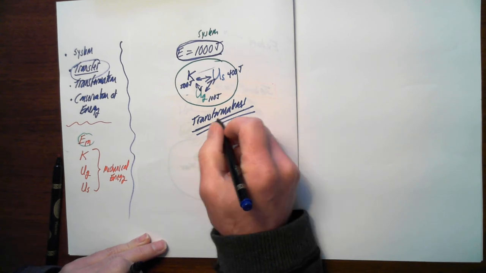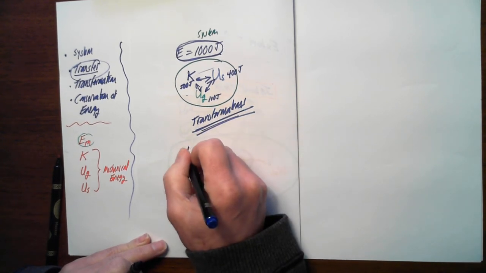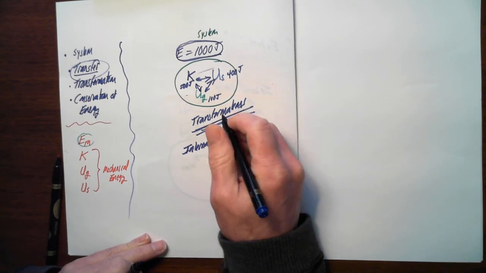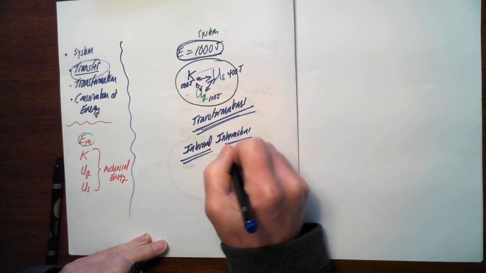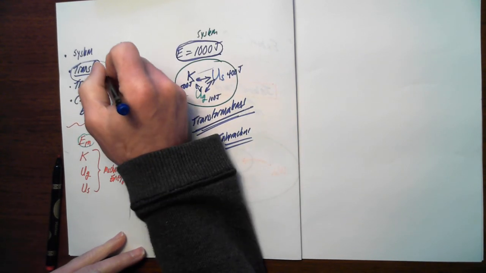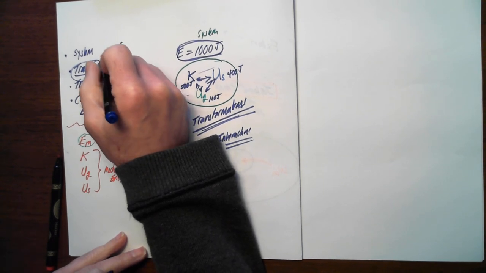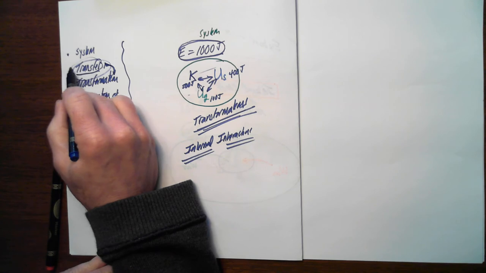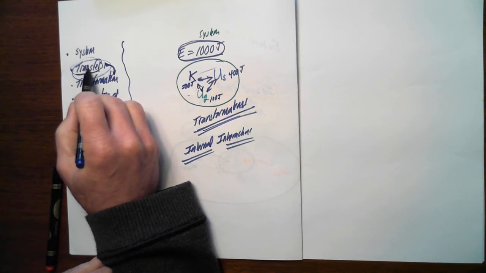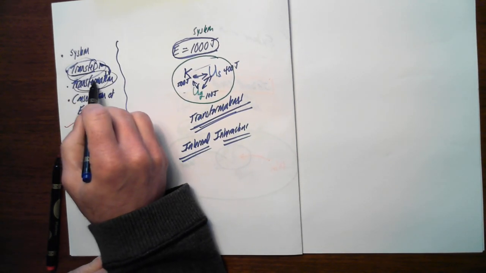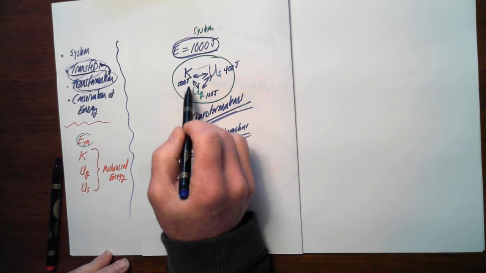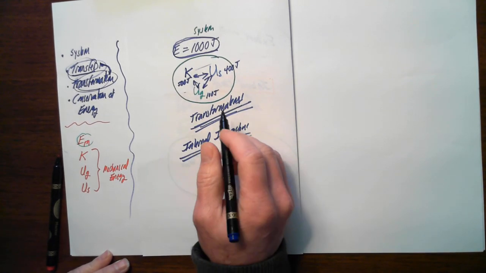Now, when do transformations take place? Transformations take place when you have internal interactions. So you need to totally distinguish between these two forms over here. Transfer occurs when the outside world does work on your system, or your system does work on the outside world. And that's going to either increase the energy in your system or decrease it. Transformations are what happens to the energy that's in your system. And that's also going to happen from interactions.